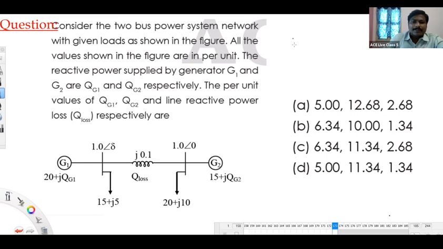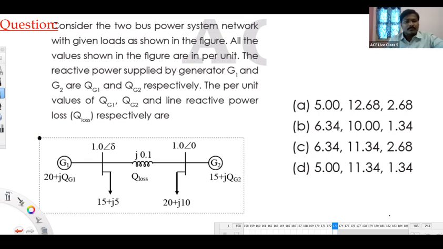Listen, please. Let's copy this diagram that they have given. Two-bus system.